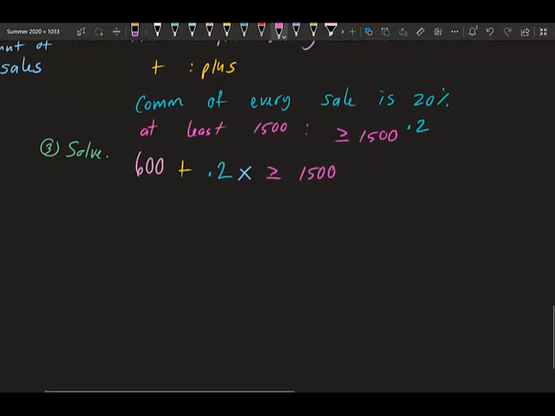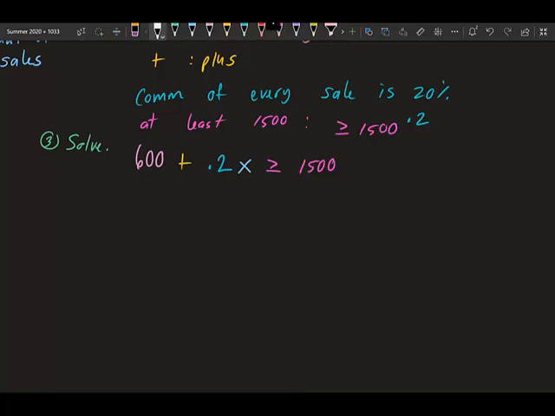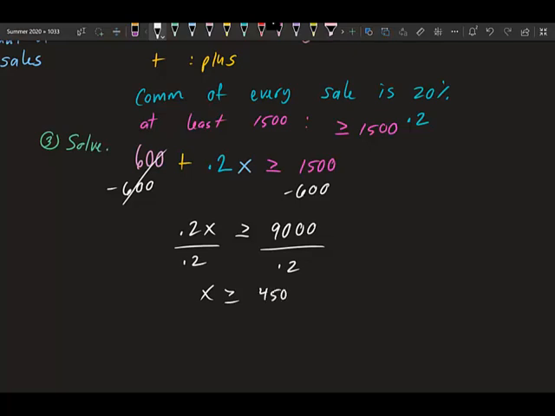Now we can solve for x by subtracting 600. So we're going to subtract 600 from both sides. And when we do, we have 0.2x is greater than or equal to 900. Divide by 0.2. And we get x is greater than or equal to 4,500.